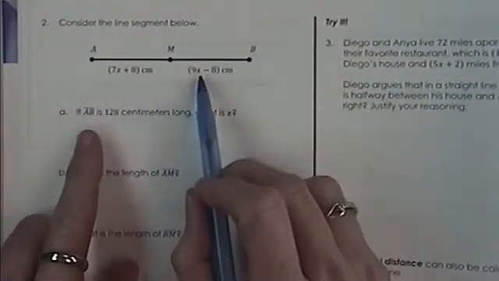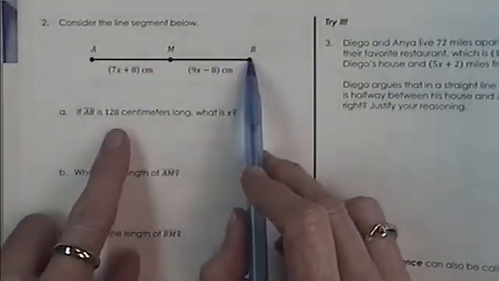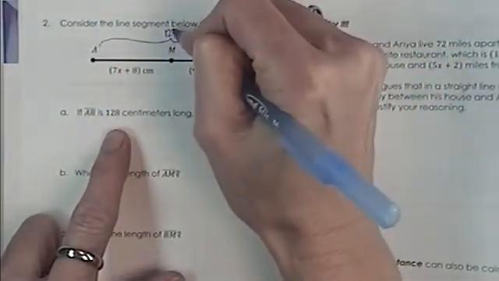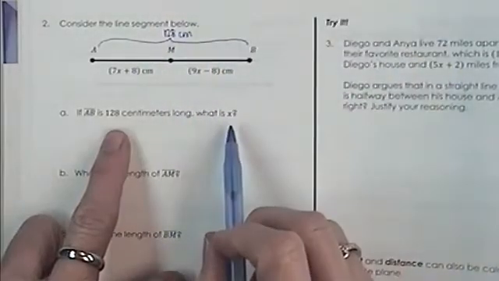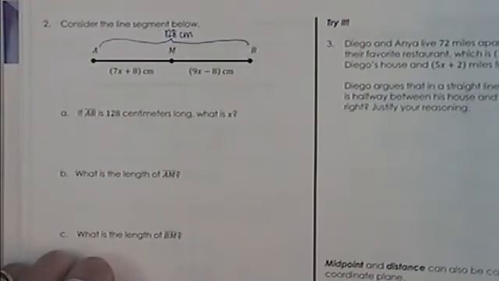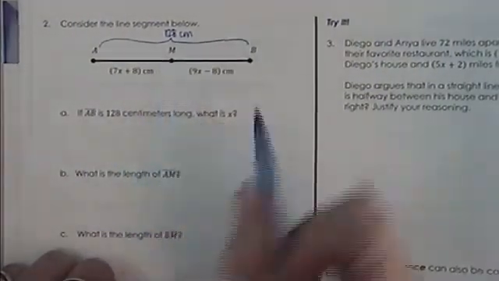Consider the line segment below. 7x, let's see if we can get that in there. All right, 7x plus 8 centimeters, 9x minus 8 centimeters. If segment AB is 128 centimeters long, so let's mark that, what is x? Okay, well, they didn't tell us that this was the midpoint, and I don't like that. They should have said M is the midpoint.